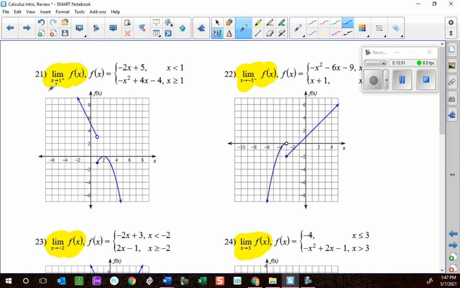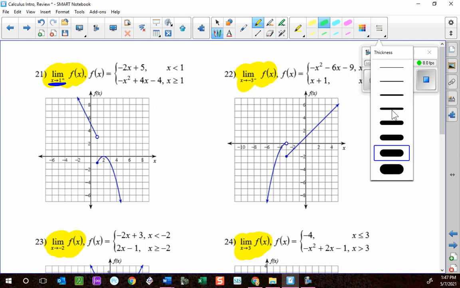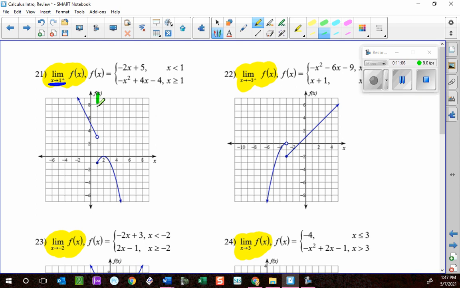So this one says I'm going to 1 from the right. So that means I'm approaching x equals 1. So x equals 1 from the right. So that means that I am trying to go to this place, x equals 1, from the right. So that means I'm going to follow this guy right here. From the right, he comes up, and he comes down, and there's his answer, -1. So my answer in this case is -1.